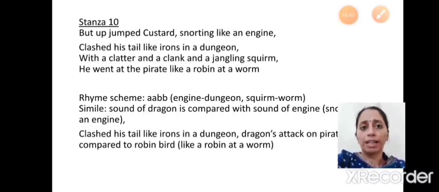Clear? Clashed his tail like irons in dungeon. Again, there's a direct comparison. Then, last line: he went at the pirate like a robin at a worm. So the way he attacked was similar to the way a robin attacks a worm. So there's a direct comparison over here as well. Clear?